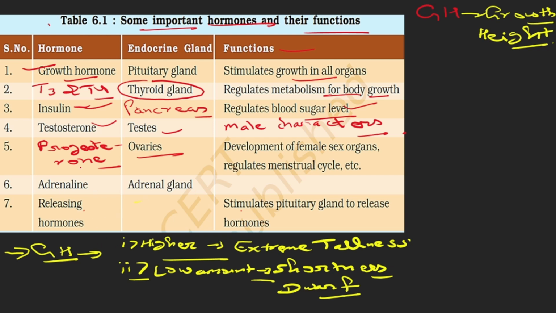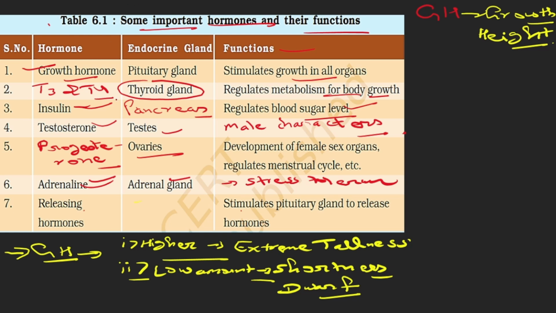Next we have adrenaline. Adrenaline is the hormone secreted by the adrenal gland, and we have read about this adrenal gland. Where is the adrenal gland located? These glands are located on the top of each kidney, and they secrete the adrenaline hormone, and this hormone is very important as it helps in stress tolerance. Whenever our body faces any stress condition, this hormone is released in the body.